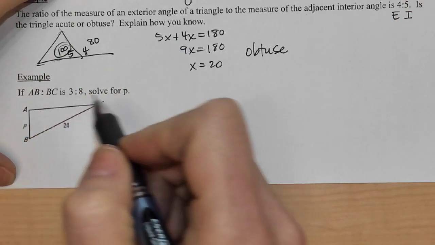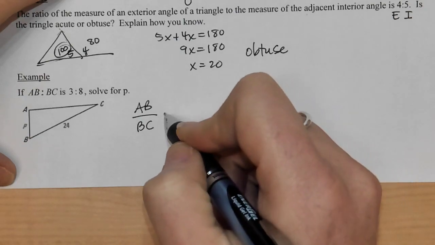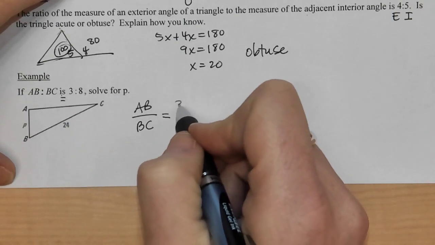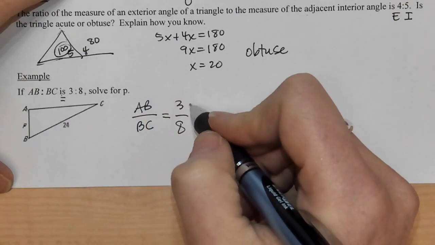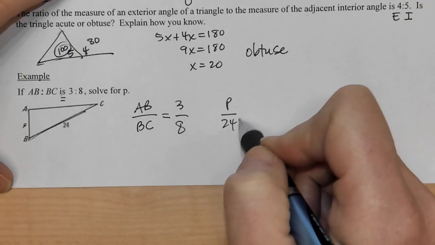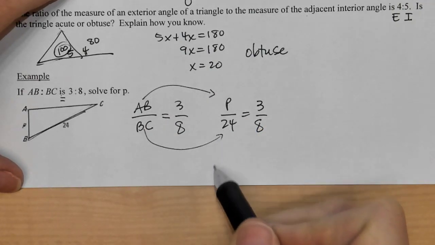Anytime I see these two, that just means a fraction, so it means AB over BC. Is equals in math, and another fraction, 3 over 8. AB, they're telling me, is P, and BC I can see is 24. So all I did was replace AB with P and replace BC with 24.